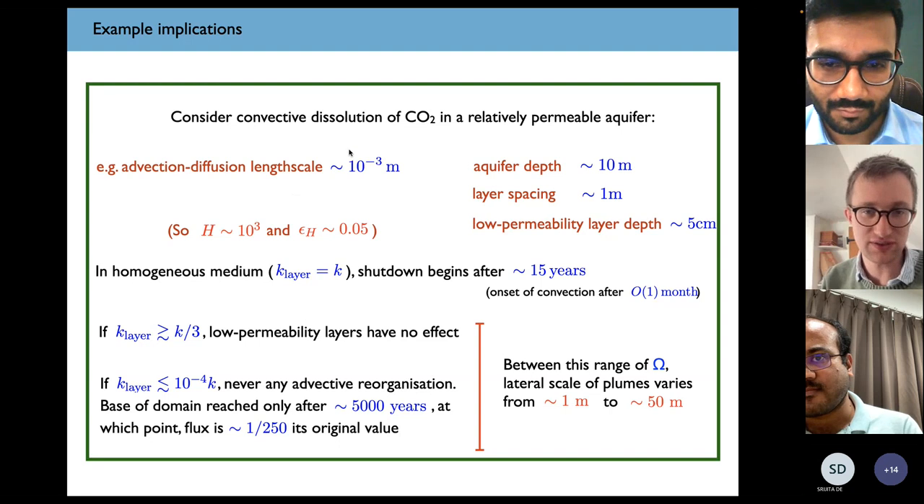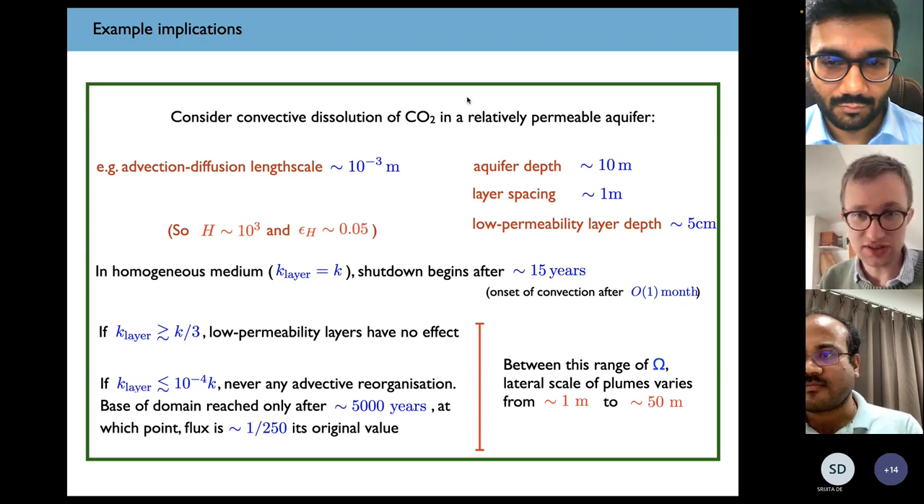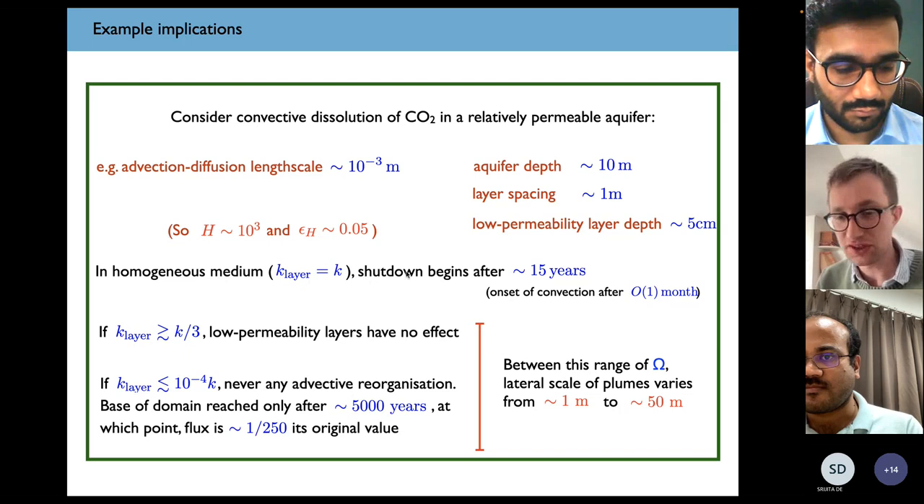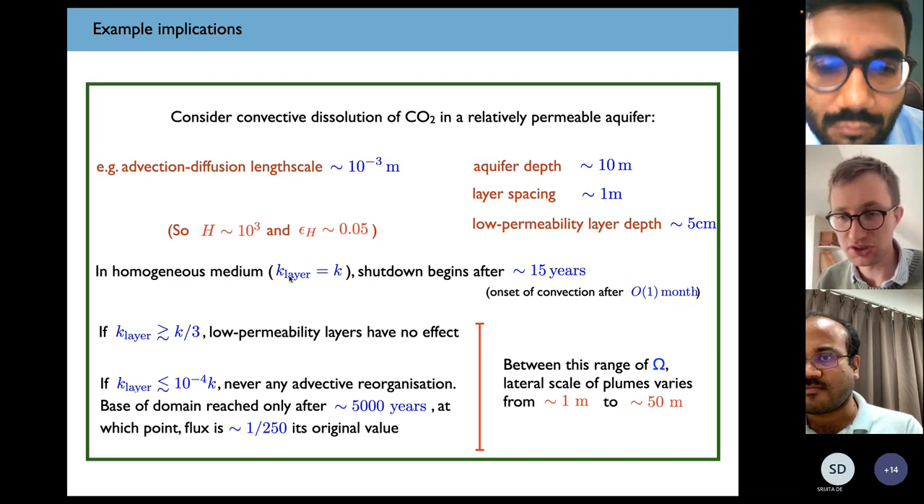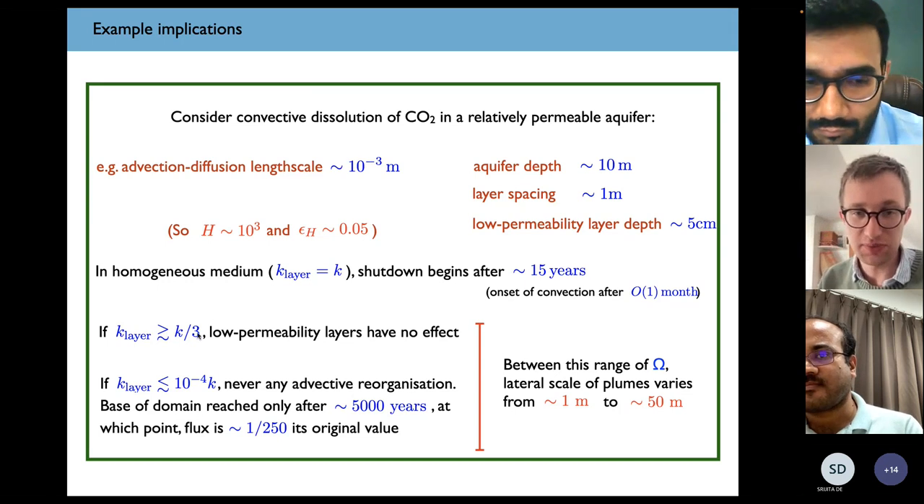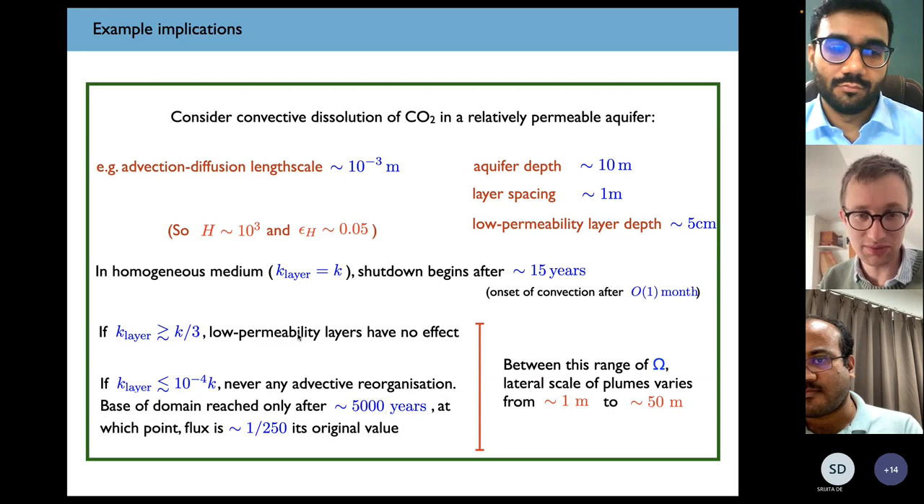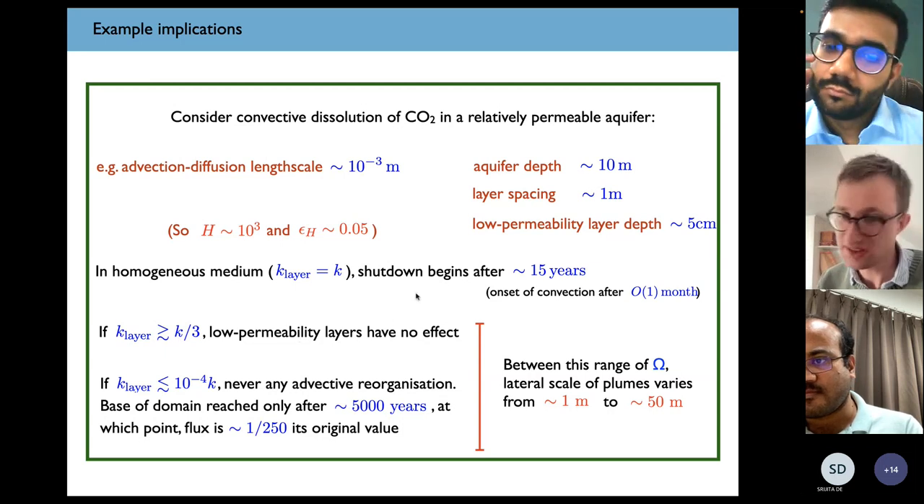Taking a specific advection diffusion length scale, that corresponds to a set of parameters, which is a fairly high permeability, but plausible for sandstone. And you can just ask, for example, when would you expect shutdown to begin in a homogeneous medium? After 15 years. Fine. And then you can say, suppose the low permeability layers are 3 times less permeable, they actually still have no impact on this situation.